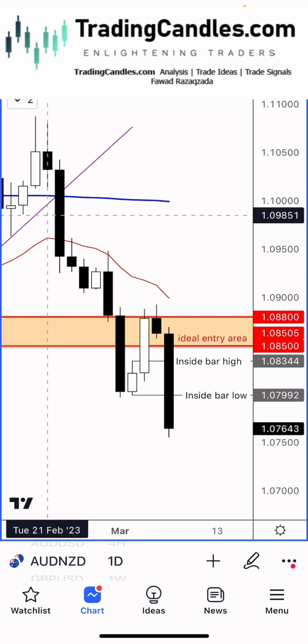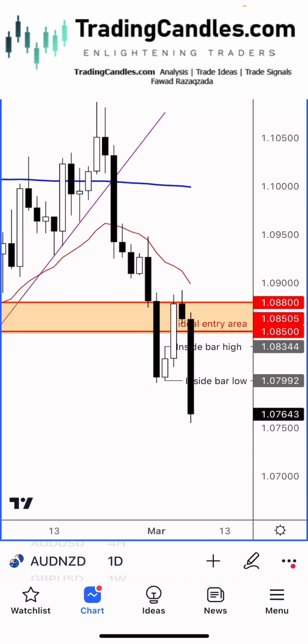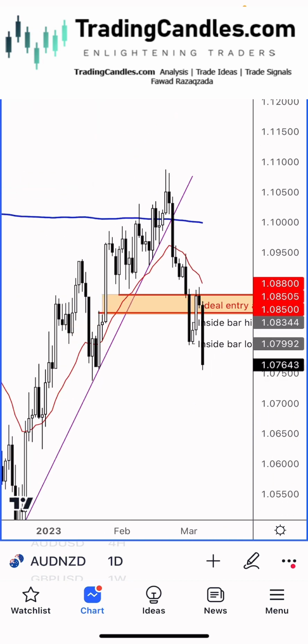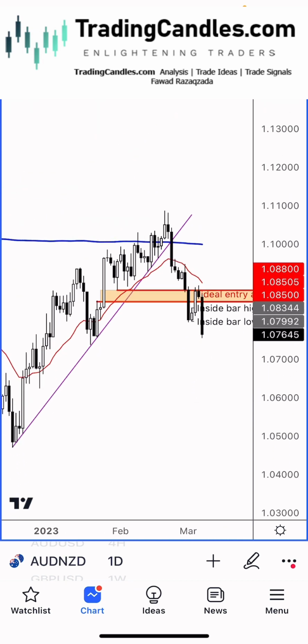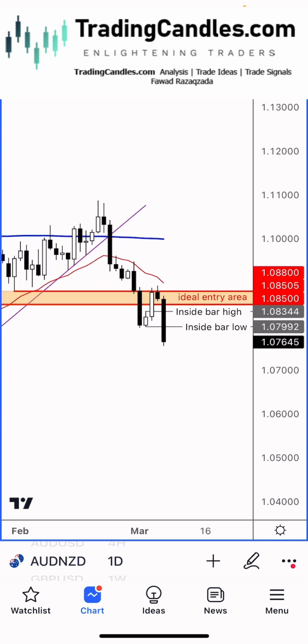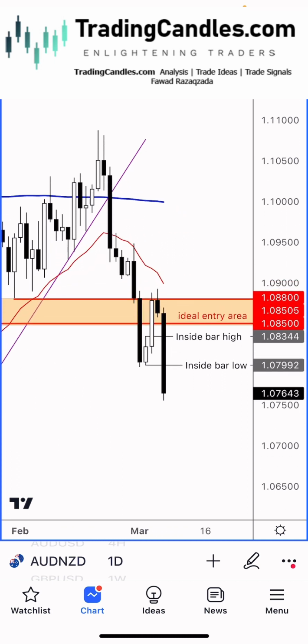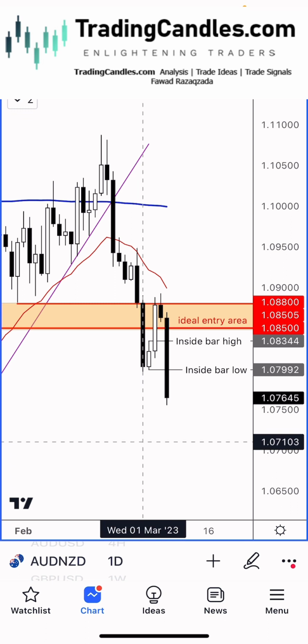So in this case, the trend had been bearish in the prior days after the Aussie Kiwi currency pair broke that trend line. Rates had been going down, and then after a sharp sell-off, we saw price consolidate inside this inside bar range. An inside bar is where the range of the day is contained within the previous day's range. We all know what an inside bar is, right?